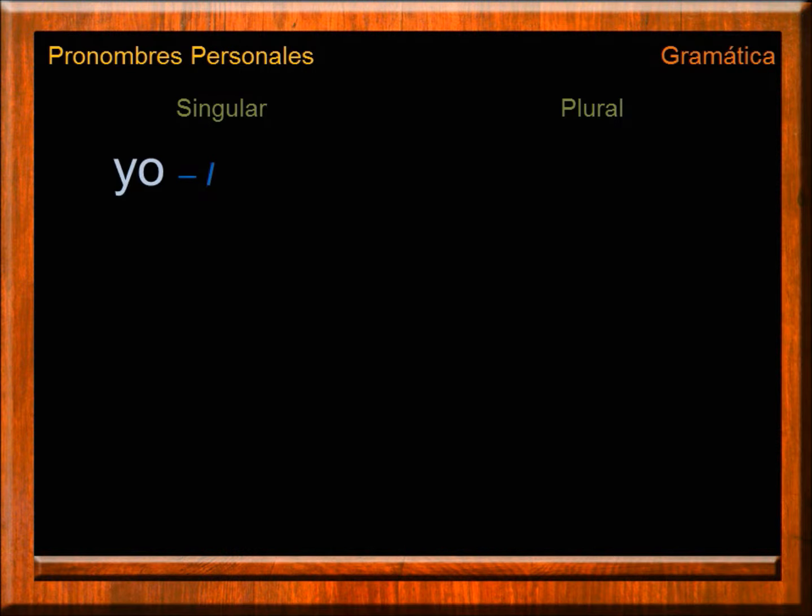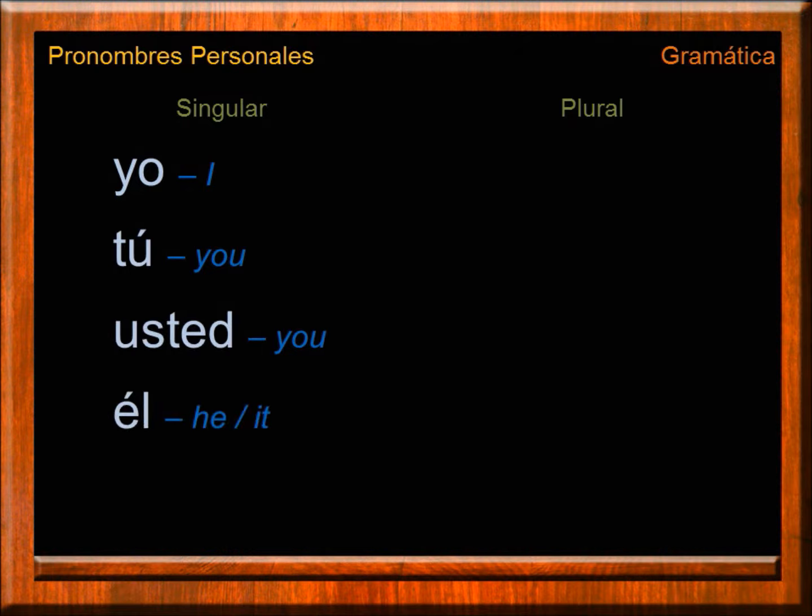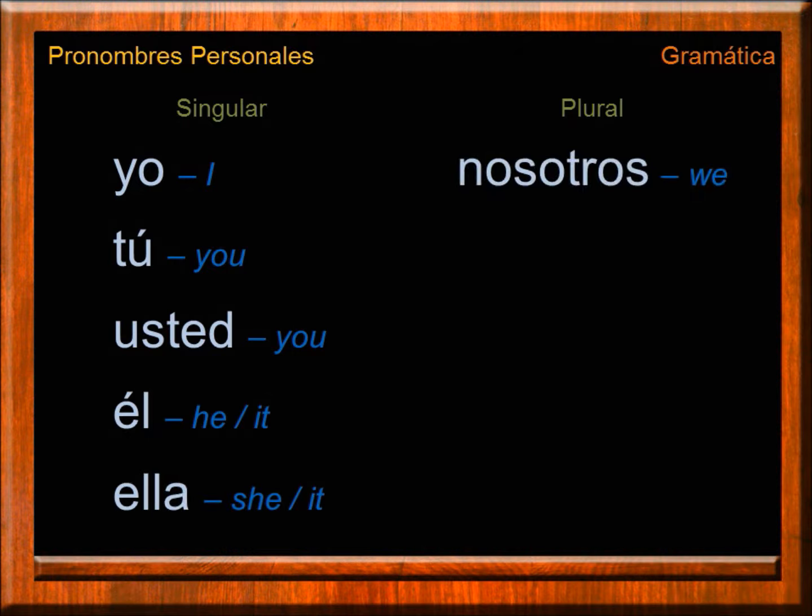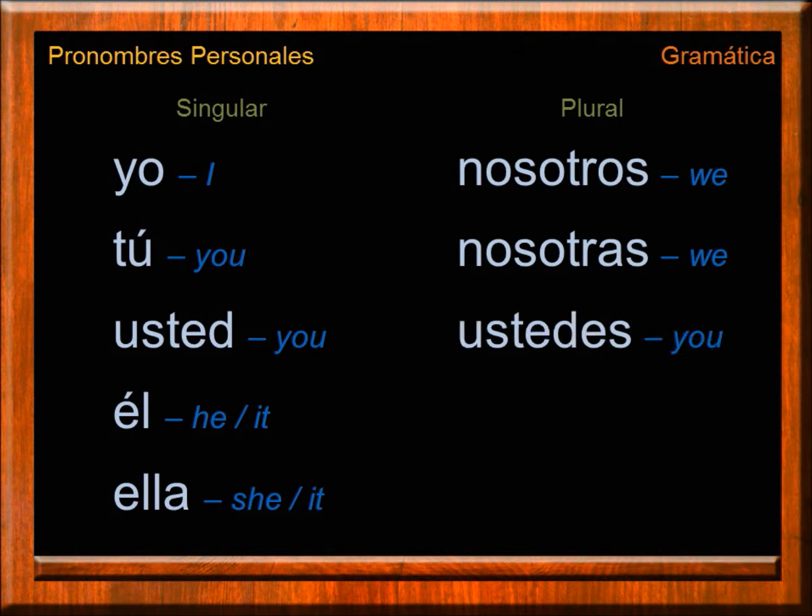Yo, I. Tú, you. Usted, you. Él, he or it. Ella, she or it. Nosotros, we. Nosotras, we. Ustedes, you. Ellos, they. Ellas, they. But as you can see, there are some differences, which we will now review.